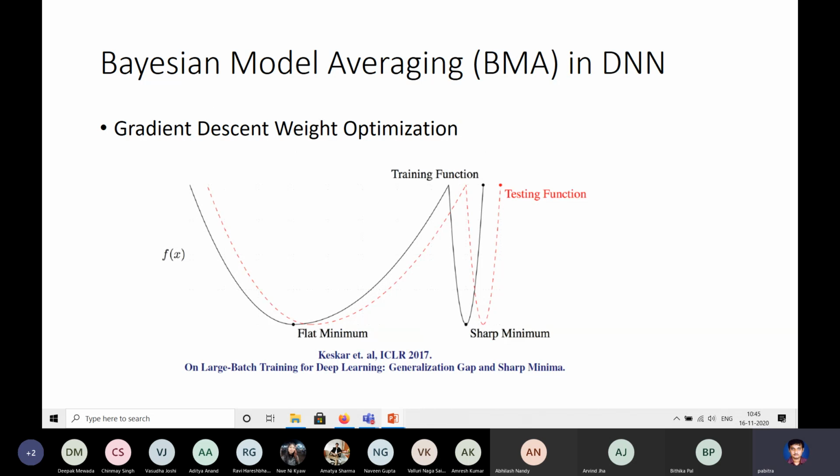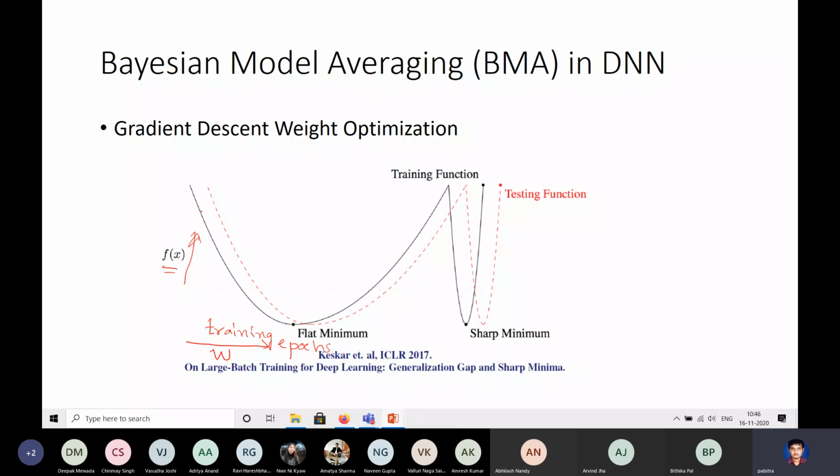Let us examine one more phenomenon. This is the error function along the y-axis, and along the x-axis the training epoch, or rather the weight values. As you go along the training epochs, your weight values change. If you look at the error function, there are two kinds of error. The solid line is the training error and the dotted line is the test error.